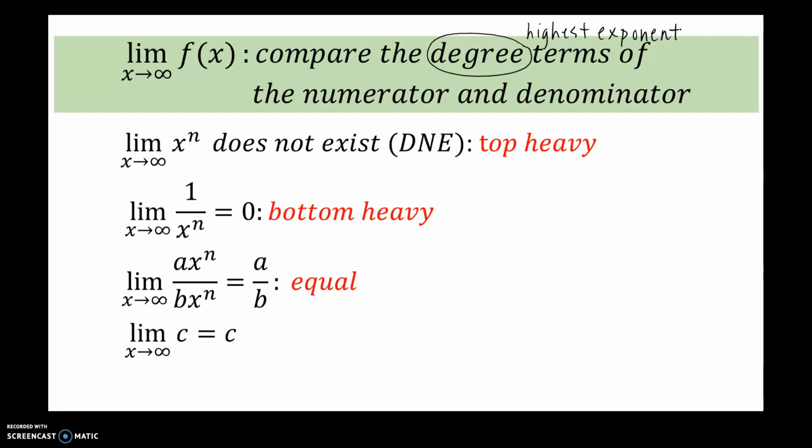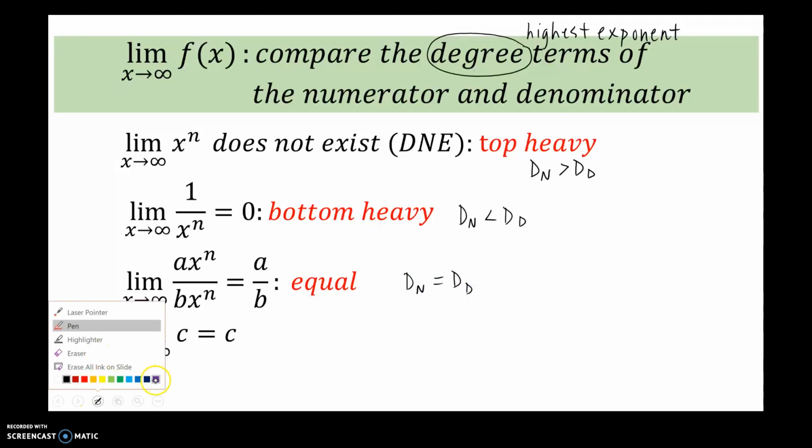Okay, so you're going to have one of three categories. The limit does not exist, and the limit won't exist if the function is what we call top-heavy. So the degree of the numerator is going to be greater than the degree of the denominator, and we're going to look at examples of this. The limit as x approaches infinity will be 0 if our function is what we call bottom-heavy. So the degree of the numerator is going to be smaller than the degree of the denominator. Lastly, the limit as x approaches infinity is going to be a non-zero number if the degrees are equal. So the degree of the numerator is the same as the degree of the denominator.